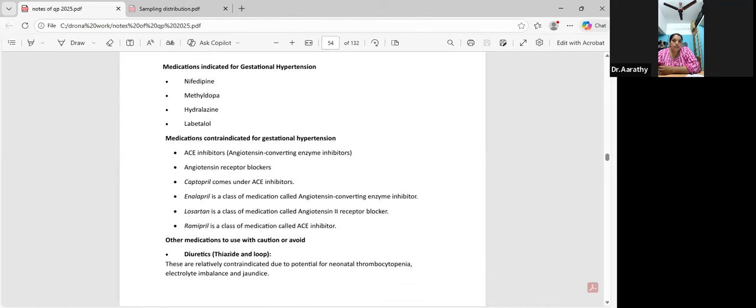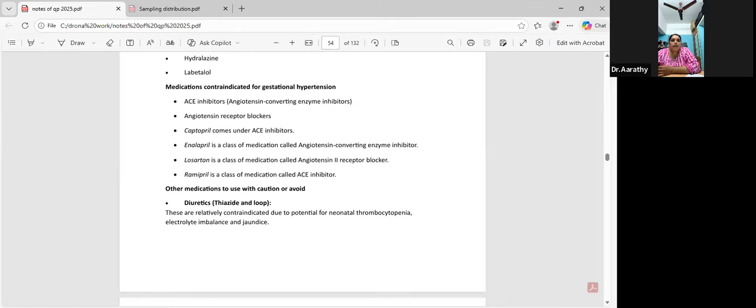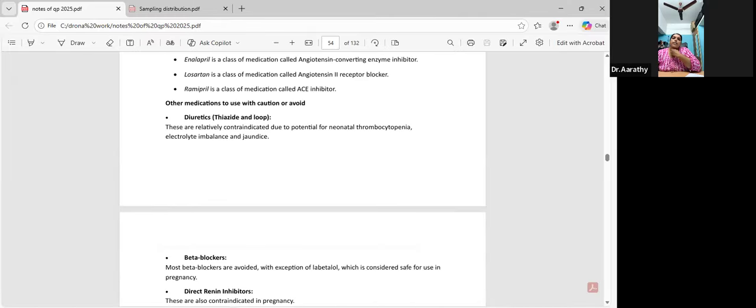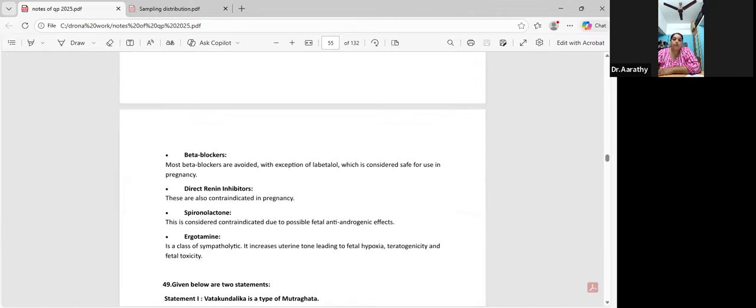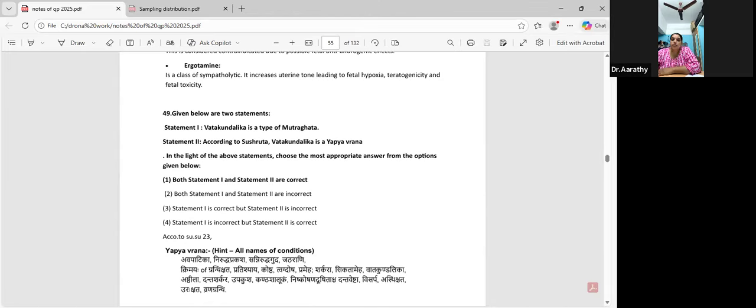So contraindicated medicines include ACE inhibitors. ACE inhibitors means angiotensin converting enzyme inhibitors. So angiotensin receptor blockers. For example, captopril is one such ACE inhibitor medication, which is contraindicated. And the answer of this question, then enalapril, which is again an angiotensin converting enzyme inhibitor. This is also contraindicated. Then losartan is an angiotensin receptor blocker, which is contraindicated. Ramipril belongs to ACE inhibitors, which is also contraindicated. So do have a read about those. Also, diuretics. I've already explained the mode of action of each group of antihypertensive medications.